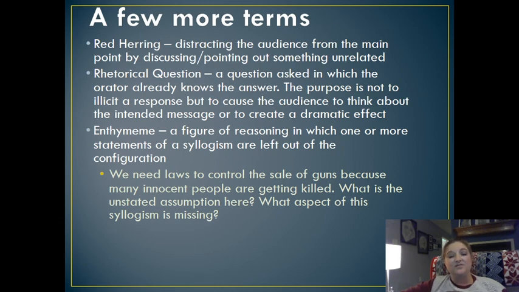And of course, an enthymeme is very similar to a syllogism, but you leave out that middle idea. So instead of having two facts to get a general conclusion, you have one in which one or more statements of a syllogism are left out. So like, we need laws to control the sale of guns. That's not a fact, right? Many innocent people are getting killed. Well, that is a fact. So you have a general idea and a fact paired together. What is the unstated assumption here? What aspect of the syllogism is missing? Well, the second fact is missing as to whether or not the control of sale actually causes these innocent people to be killed, because they may not be related.